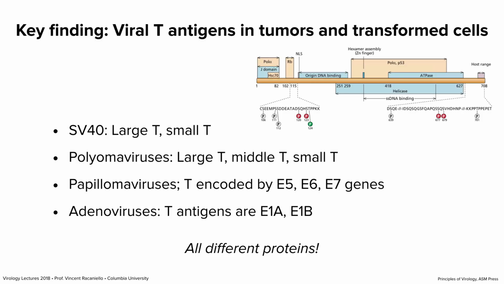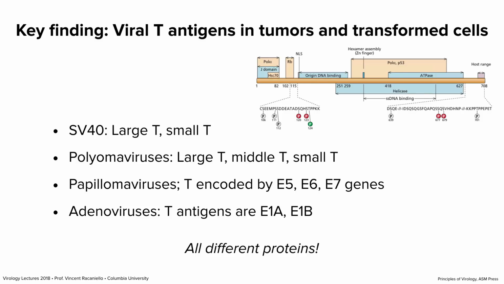The polyomaviruses also encode T antigens. Papillomaviruses, they're encoded by these genes, E5, E6, E7. In adenoviruses, the E1A and the E1B genes encode those proteins that are also T antigens. And they were called T antigens originally because they were found in tumors way before people learned of their role in DNA replication and transcription and so forth. So these are all found in cells transformed by these viruses. They all have these T antigens. And these T antigens are all different. SV40 T is very different from polyoma, papilloma, and adenovirus T antigen. All right, so that's an observation.